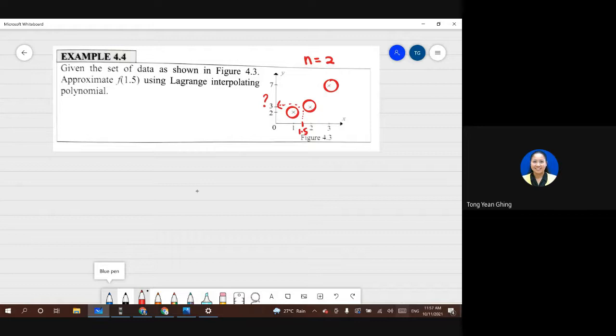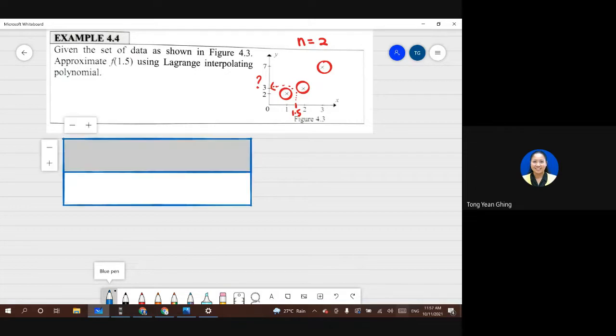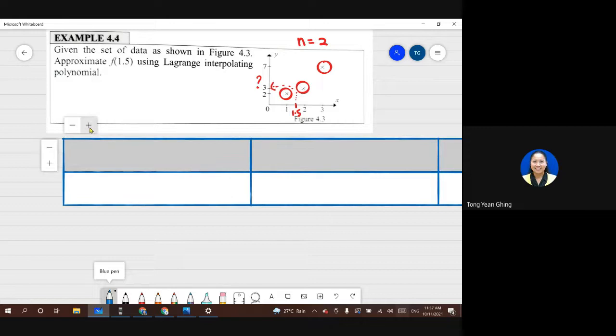Okay. So now maybe we can do a table. Draw a table first. 1, 2, 3, 1.